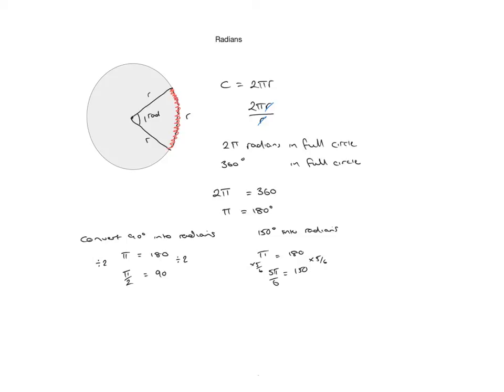To change from radians into degrees is exactly the same sort of idea. So if I want to change pi over 6 into degrees, again, I start with pi is equal to 180. And to get from pi to pi over 6, all I'm doing is dividing the left-hand side by 6 to get pi over 6. And I do exactly the same to the right-hand side. So divided by 6, and 180 divided by 6 is 30 degrees.